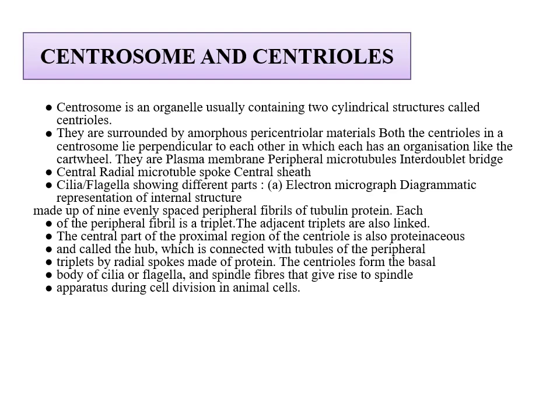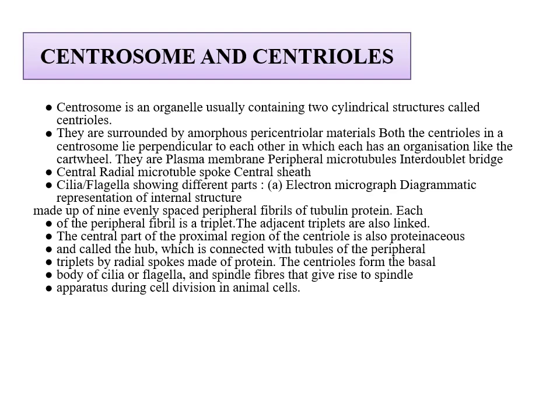Made up of 9 evenly spaced peripheral fibrils of tubulin protein. Each of the peripheral fibrils is a triplet. The adjacent triplets are also linked. The central part of the proximal region of the centriole is also proteinaceous and called the hub, which is connected with tubules of the peripheral triplets by radial spokes made of protein.